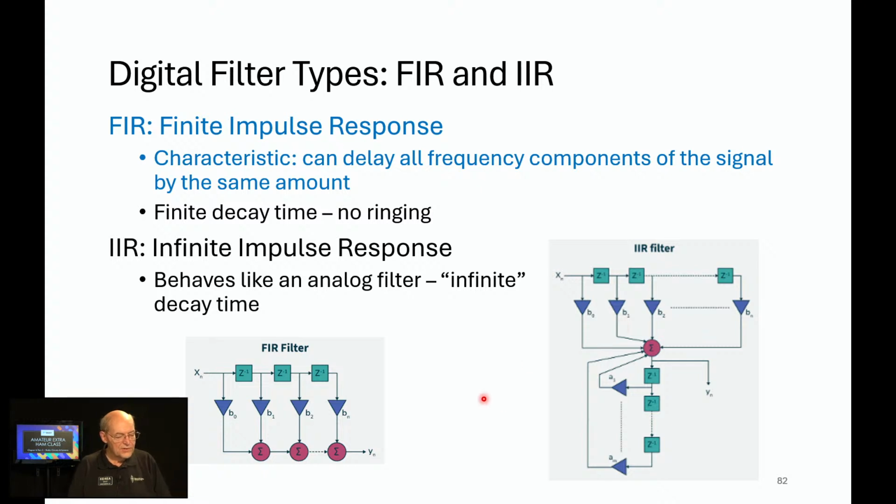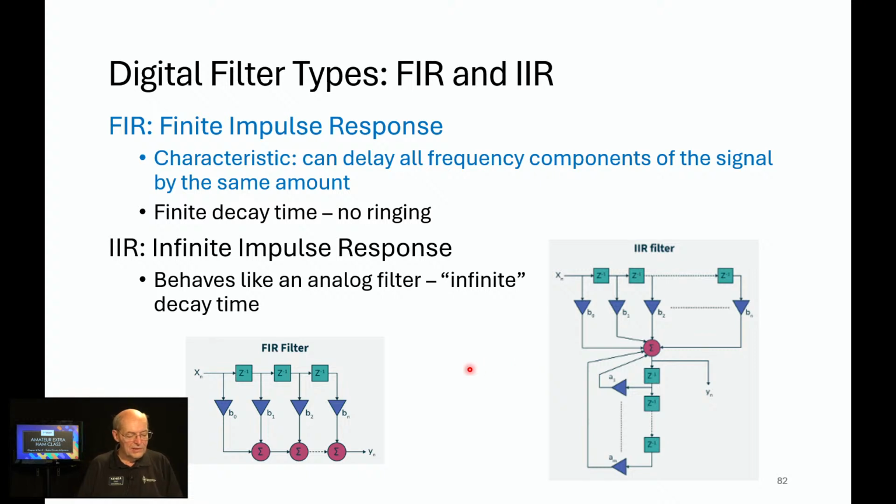So there's 2 flavors that they talk about for digital filters, the FIR and the IIR. FIR is finite impulse response. This is the picture I showed in the previous slide. And one of its characteristics is that it can delay all frequency components of a signal by the same amount. There's a finite decay time. So when the bit stream gets all the way through the 3rd one, well, it's gone. Something else has come in, so that there's no ringing at all.